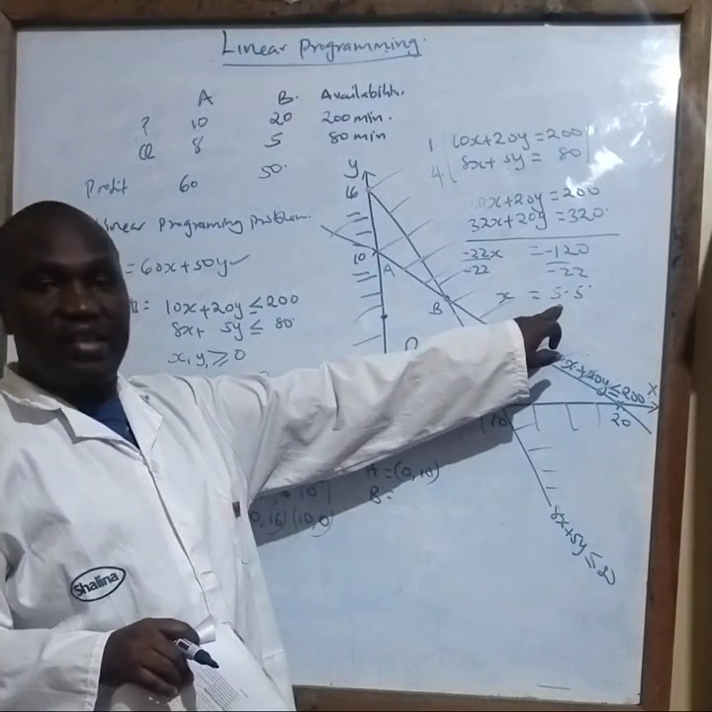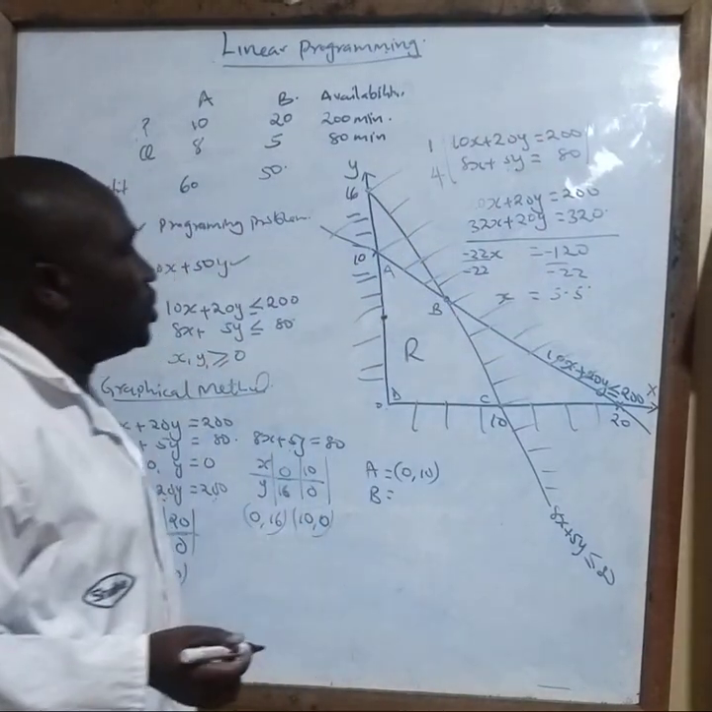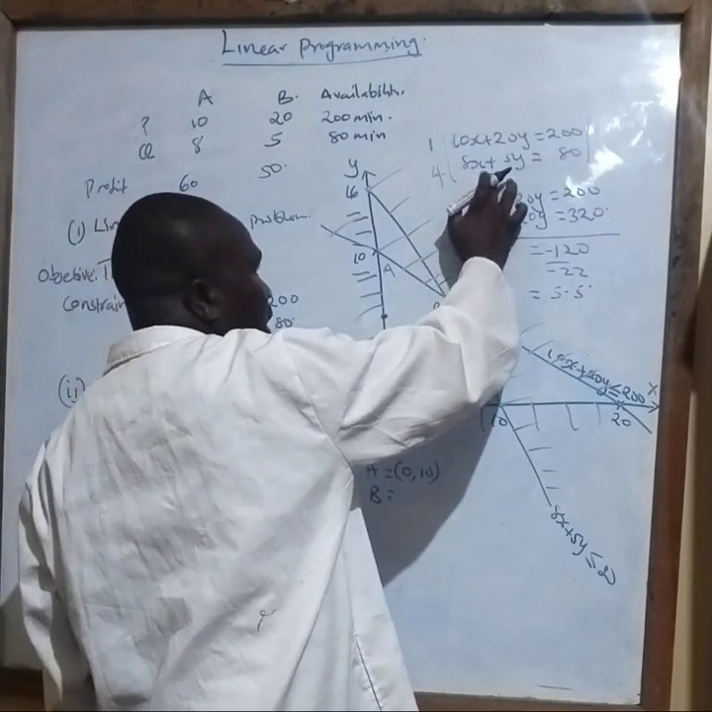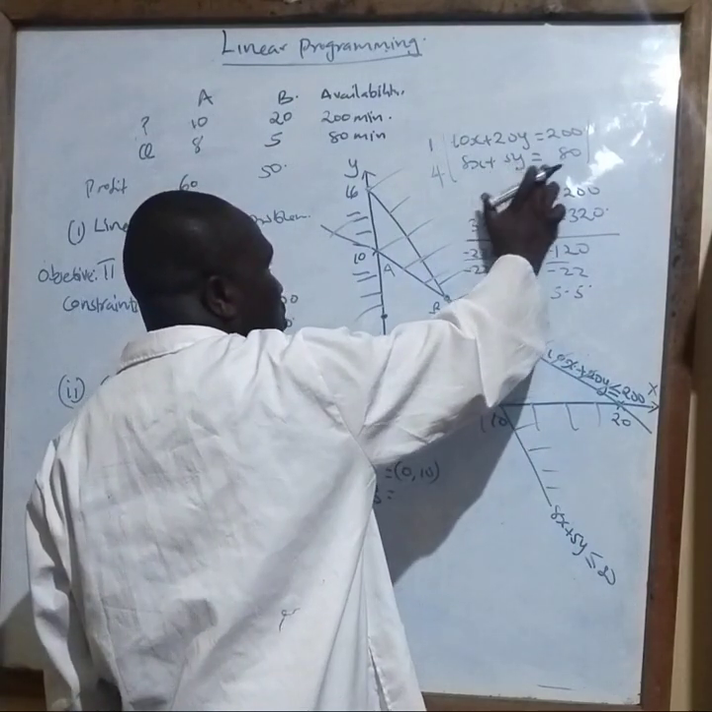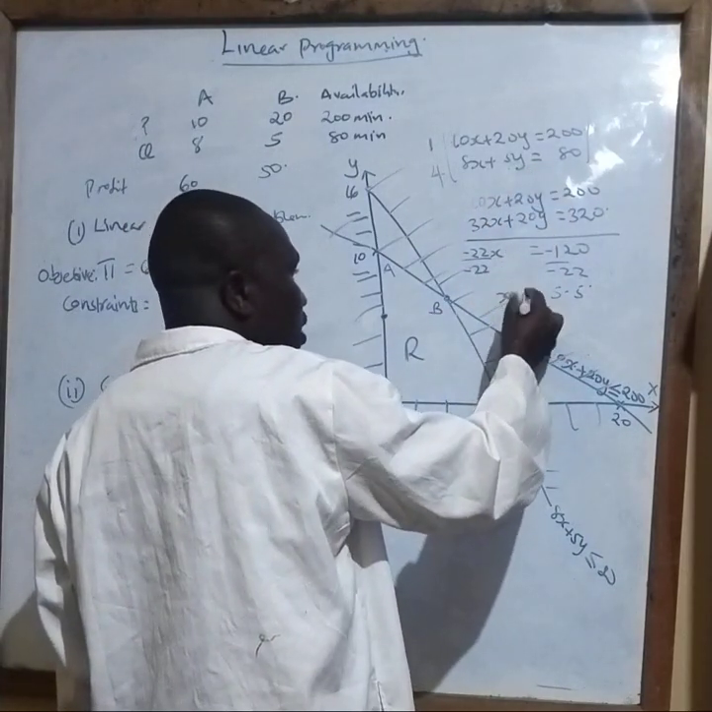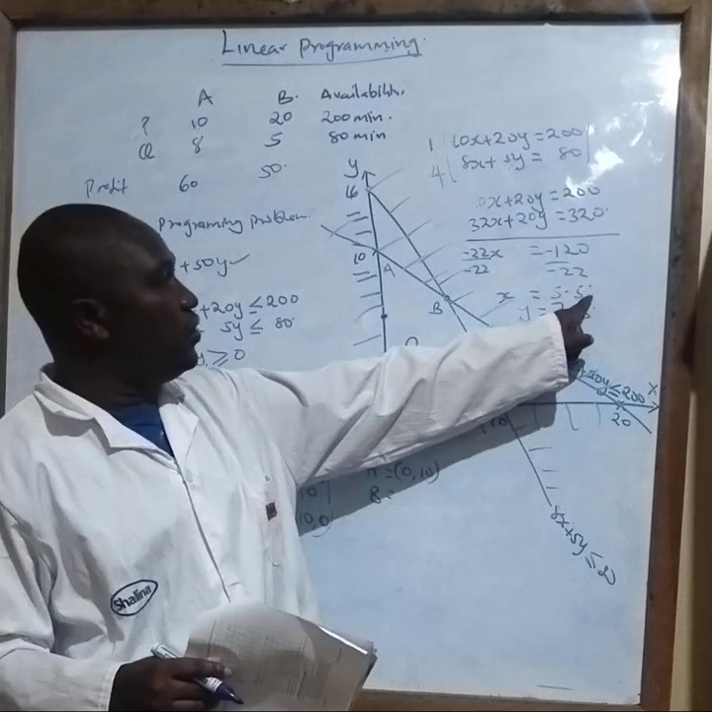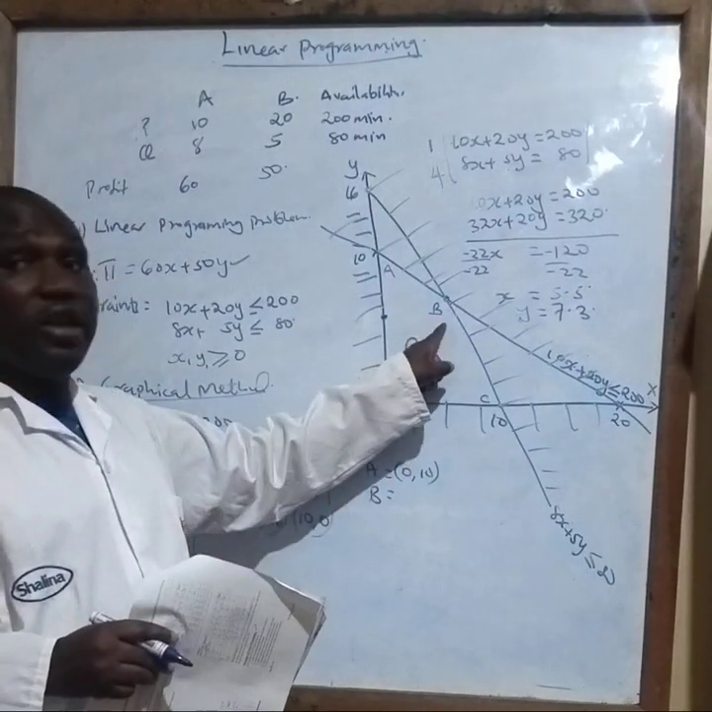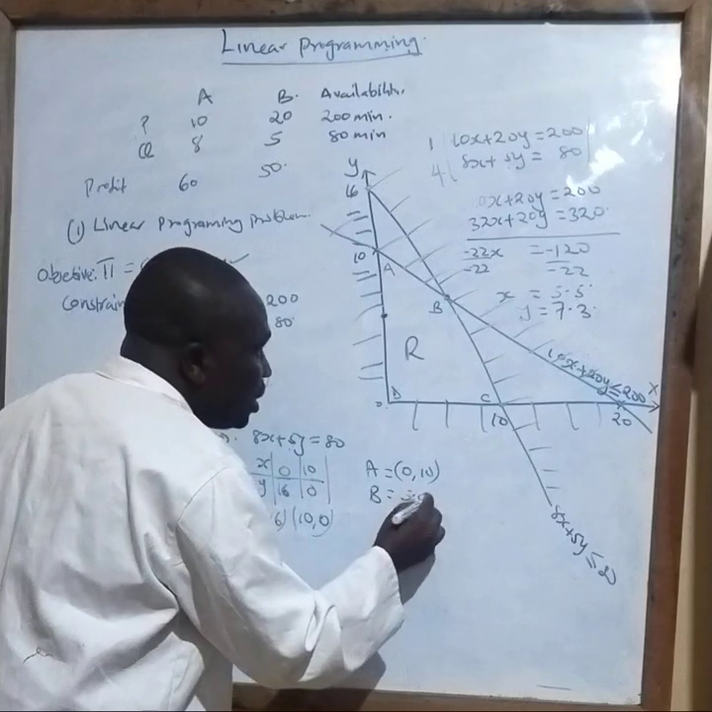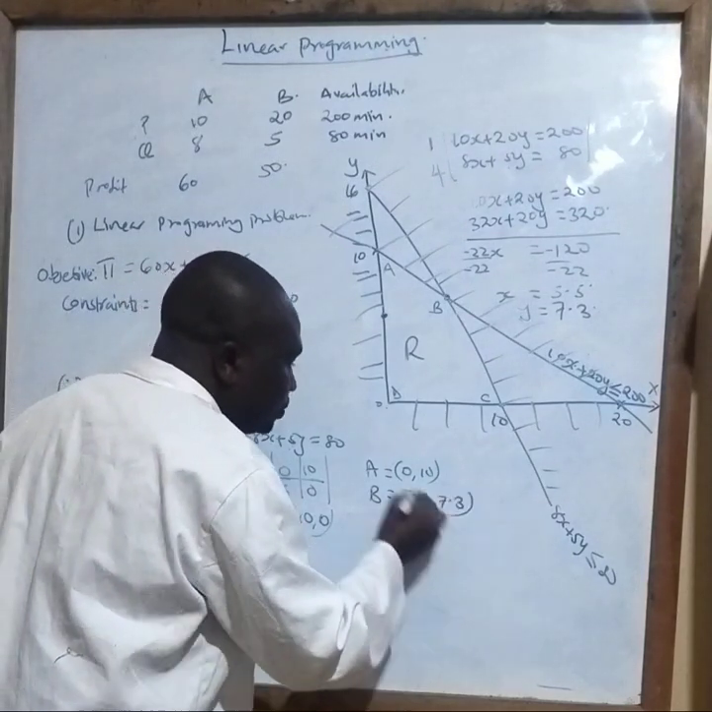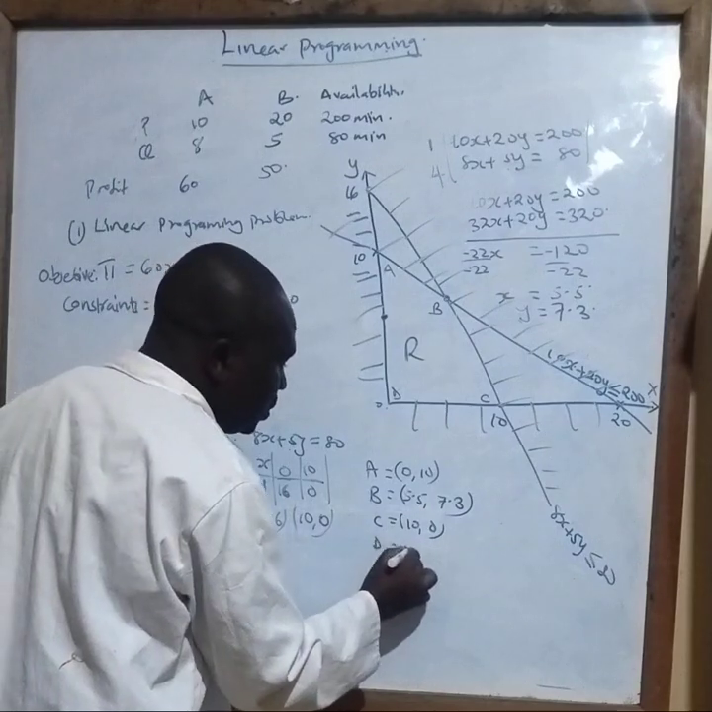Once you get your 5.5, you substitute into either the first equation or the second equation. Now let's substitute into the second equation, for instance. So 8 times x, which is 5.5, plus 5y equals 80. When you solve it, you'll find that y equals 7.3. Now these values, 5.5 and 7.3, are the coordinates for point B. So B will be (5.5, 7.3). Then C is (10, 0), D is (0, 0).